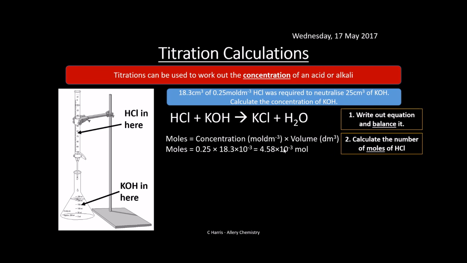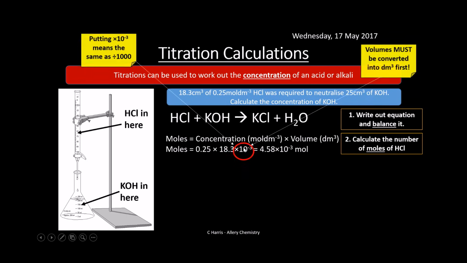Then we do the number of moles. The number of moles is concentration in moles per dm cubed times the volume, because we want to work out the number of moles here. It's the number of moles of HCl, because we know the concentration and we know its volume, since it's told us that we needed 18.3 centimetres cubed. Again, convert into decimetres cubed, times by 10 to the minus 3, and because we know that, we can work out the number of moles of acid that we've added: 4.58 times 10 to the minus 3 moles. Again, make sure you convert your units. Don't lose marks for that.